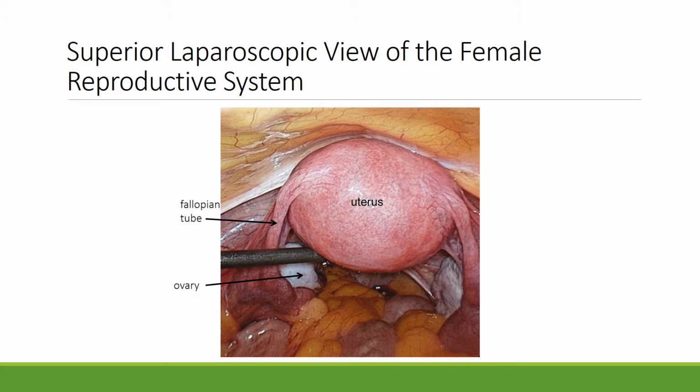This slide shows you a superior laparoscopic view of the female reproductive system. The large organ toward the center is the uterus. You can see the labeled fallopian tube on the left and the labeled ovary on the left. And there is a fallopian tube and an ovary on the right side as well, also evident in this picture.